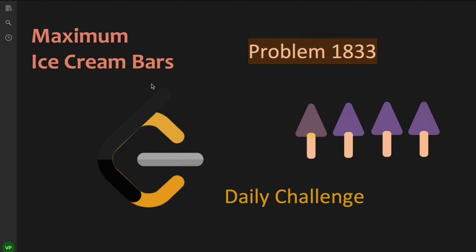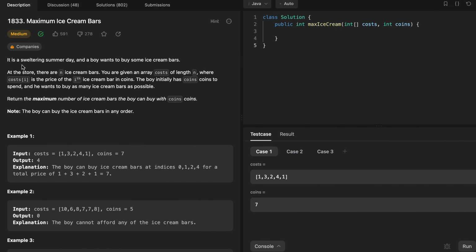Maximum ice cream bars problem of Leetcode. It is a daily challenge problem, and the problem is 1833. Okay, so let's see. There is a boy who visits an ice cream store, and he finds that there are n ice cream bars in that store. Here n is 5, so this store has 5 ice creams.